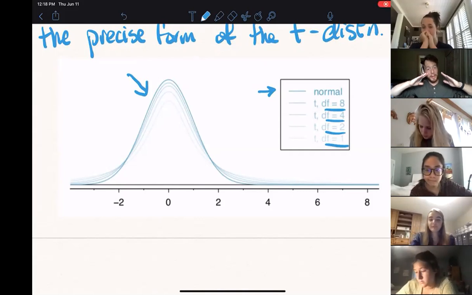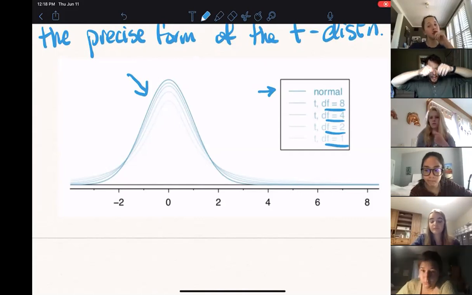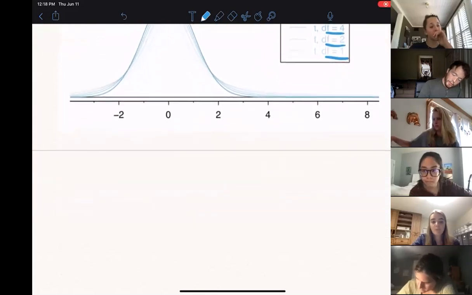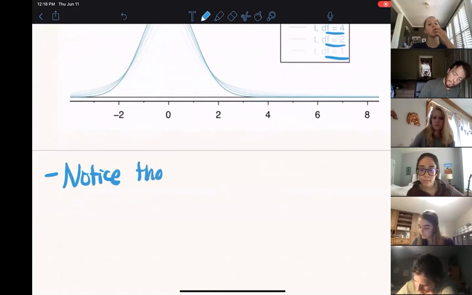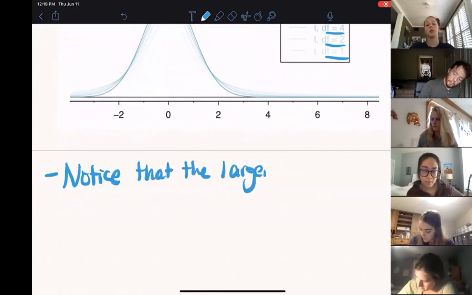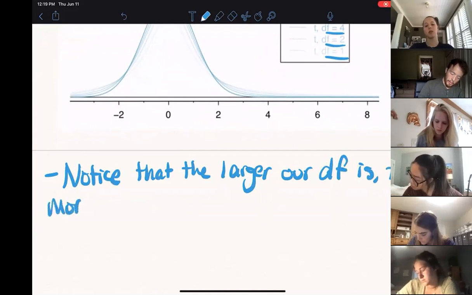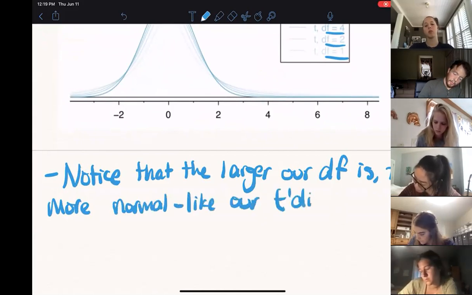Whereas in the other direction, as our degrees of freedom gets bigger and bigger, it looks like our t is starting to get more and more normal, right? It's starting to get pulled up, the tails are starting to get skinnier. And in fact, this is true. So we notice that the larger our degrees of freedom is, the more normal-like our t distribution becomes.